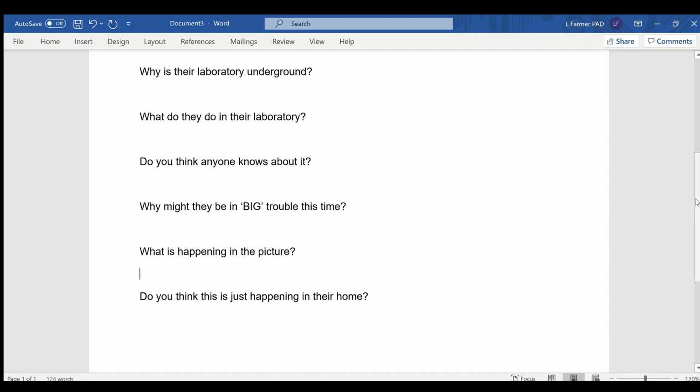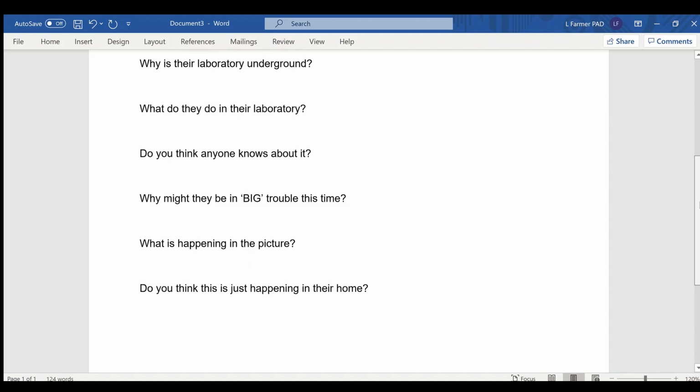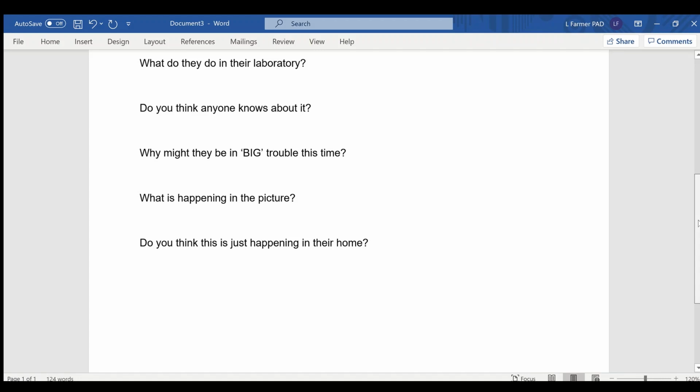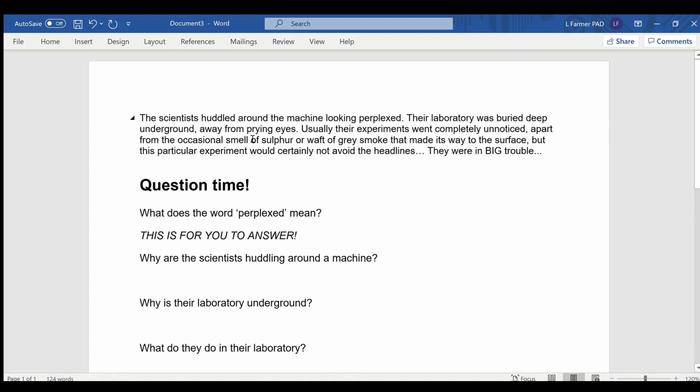So what has happened in their home? Clearly something's happened. Again, I'm not going to give you too much detail about it. I want you to do this independently. And do you think this is just happening in their home? Well, it doesn't say that this house was right above the laboratory, does it? So the likelihood is no.